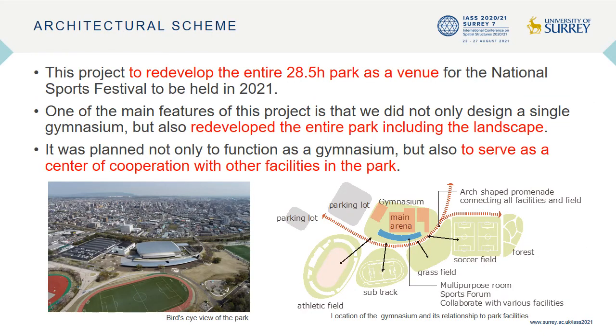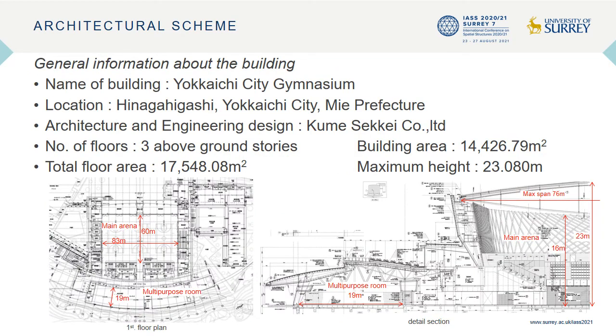This is the architectural scheme. The main feature of this project is the redevelopment of the entire park, including the landscape, and the gymnasium is the central facility. This shows the general information. It is 3 stories in size. The maximum span of the main arena is 76 meters. The multipurpose room has a 19-meter span.